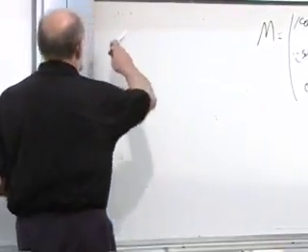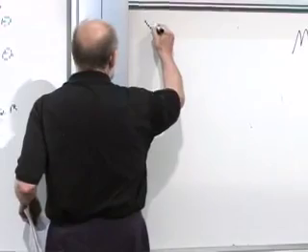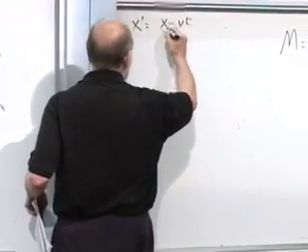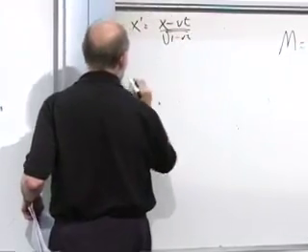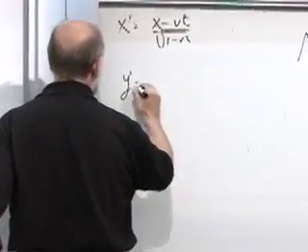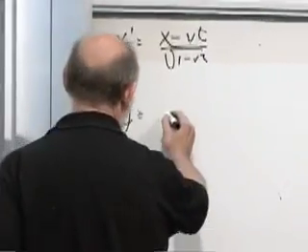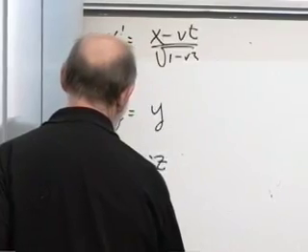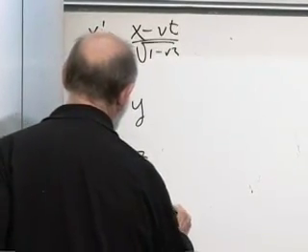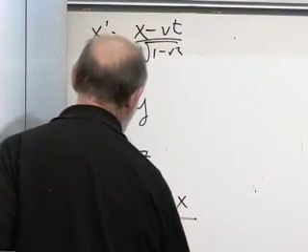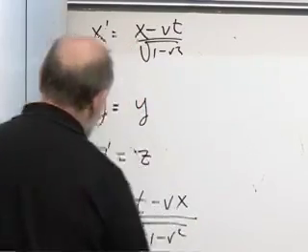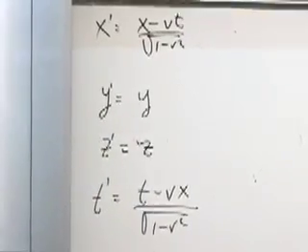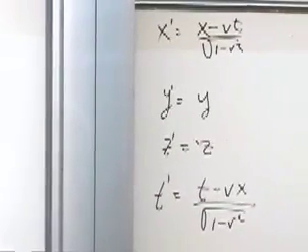Good. Let's write a Lorentz transformation. X prime is equal to x minus vt over square root of 1 minus v squared. Y prime is equal to y. Z prime is equal to z. And t prime is equal to t minus vx divided by square root of 1 minus v squared. This is just our good old Lorentz transformation, except with y and z doing nothing, staying the same.